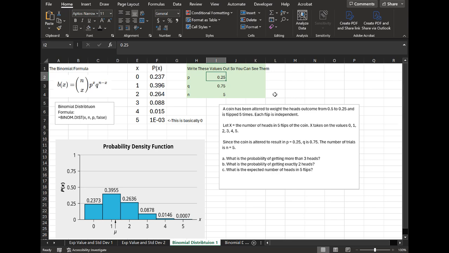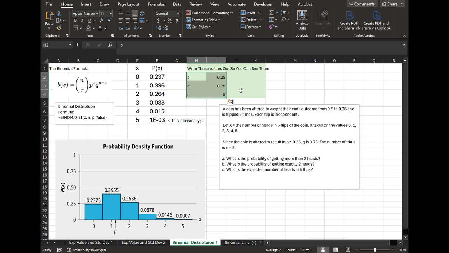So one thing that you're going to want to do is get in the habit of writing down the values so that you can see what they are. So notice I have P, Q, and N all listed here. My P was 0.25, and then Q is always going to be 1 minus P. So I could put in 0.75, or I could do 1 minus 0.25, which would be 0.75, and then my N will be 5. You want to get in the habit of having these values broken out for when you write the formula.